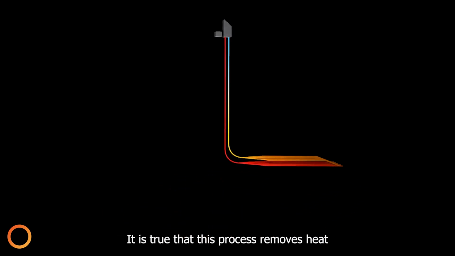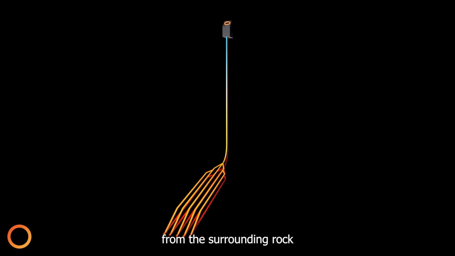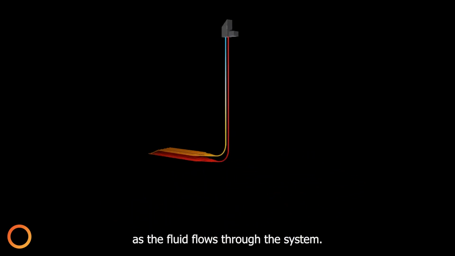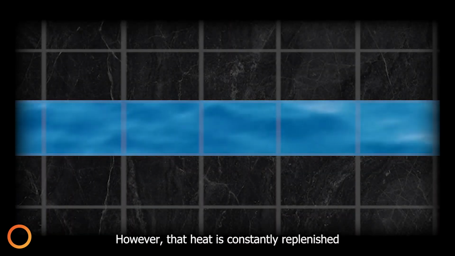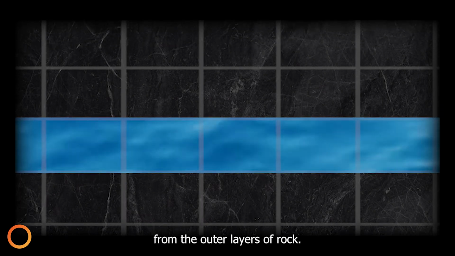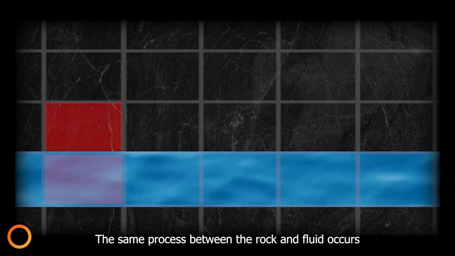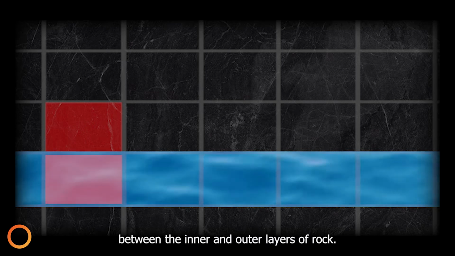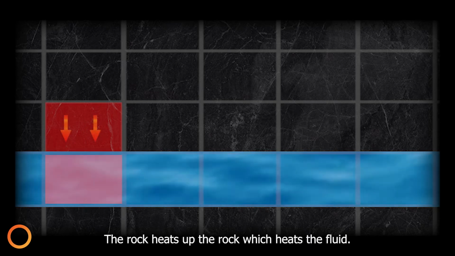It is true that this process removes heat from the surrounding rock as the fluid flows through the system. However, that heat is constantly replenished from the outer layers of rock. The same process between the rock and fluid occurs between the inner and outer layers of rock. The rock heats up the rock, which heats the fluid.